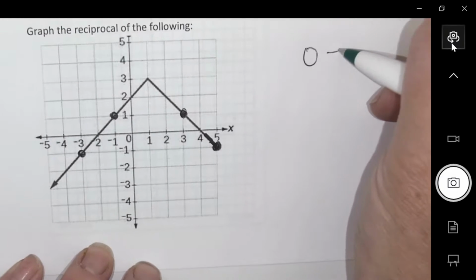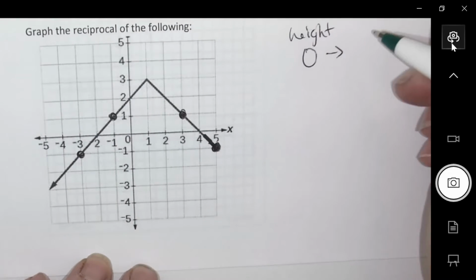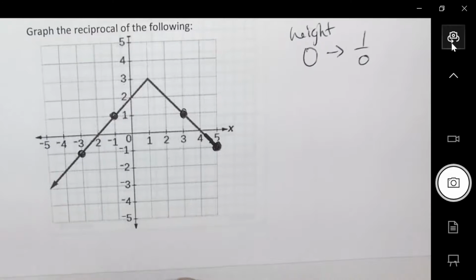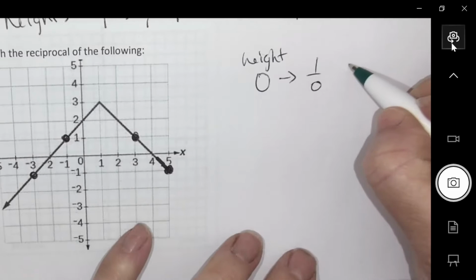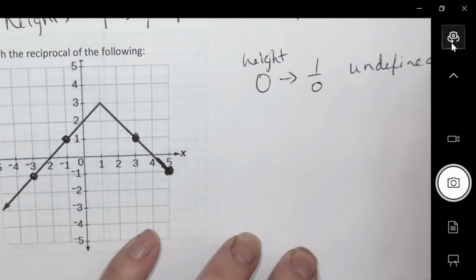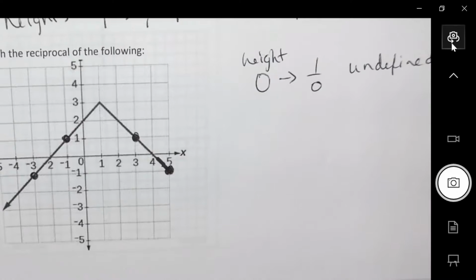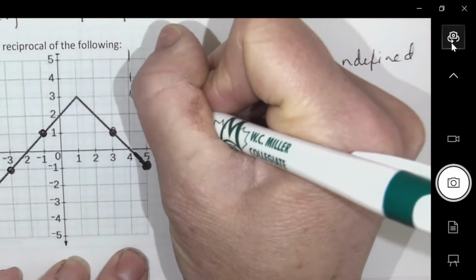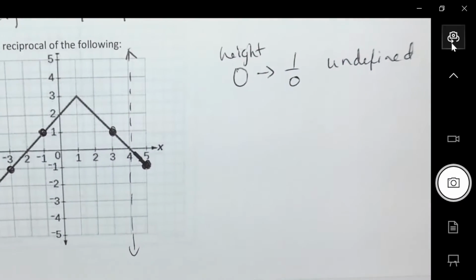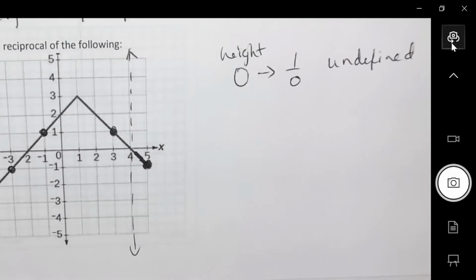Okay, what happens to the height of 0 when you do 1 over 0? Do we remember what happens with that? Mathematically, it's an undefined number. But how do we show that on a graph? Do you remember that crazy word? Remember it? It's something that probably was weird sounding to you. Asymptote? Okay, so wherever there's a height of 0, the new height is an undefined height.